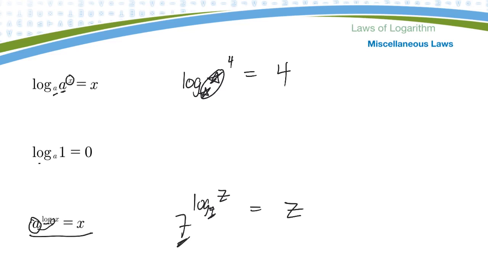The other one that seems a little funny is that log base a of 1 is equal to 0. So to what exponent must you raise a to get 1? And the answer to that's always 0. So you could have log base star of 1, your answer would be 0.